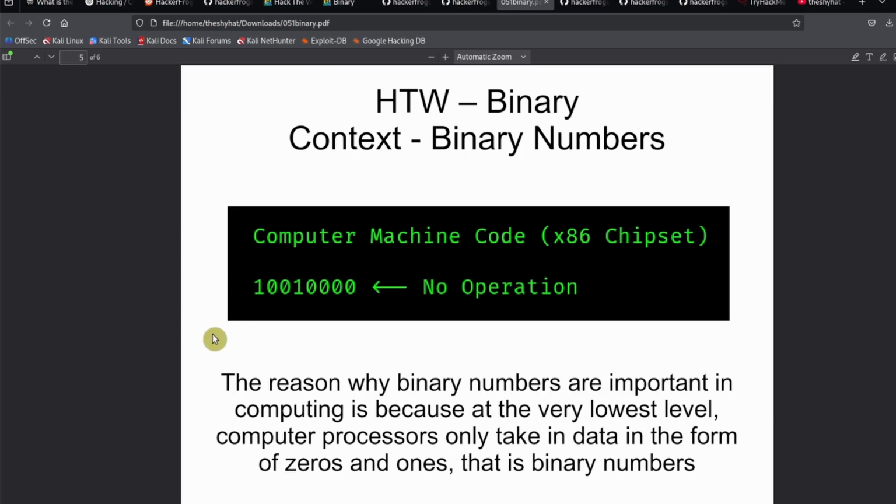Okay, so why do we care about binary numbers when we're talking about computers and technology? The reason why binary numbers are important in computing is because at the very lowest level, computer processors only take in data in the form of zeros and ones, that is, binary numbers. So if we've got computer machine code, the machine in this case is an x86 chip. In x86 chipset notation, this series of binary numbers right here is the no operation code. So if the CPU gets this instruction, it means don't do anything.